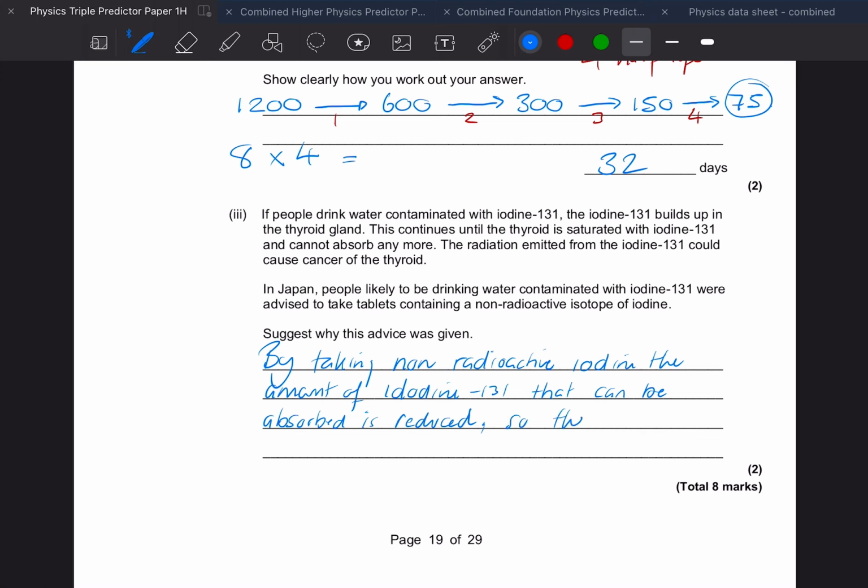So the risk of thyroid cancer is reduced. Let's read it. By taking non-radioactive iodine, the amount of iodine-131 that can be absorbed is reduced, because the thyroid's going to be full of the other type of iodine, so the risk of thyroid cancer is reduced. Okay, happy with that. That will give me my 2 marks.